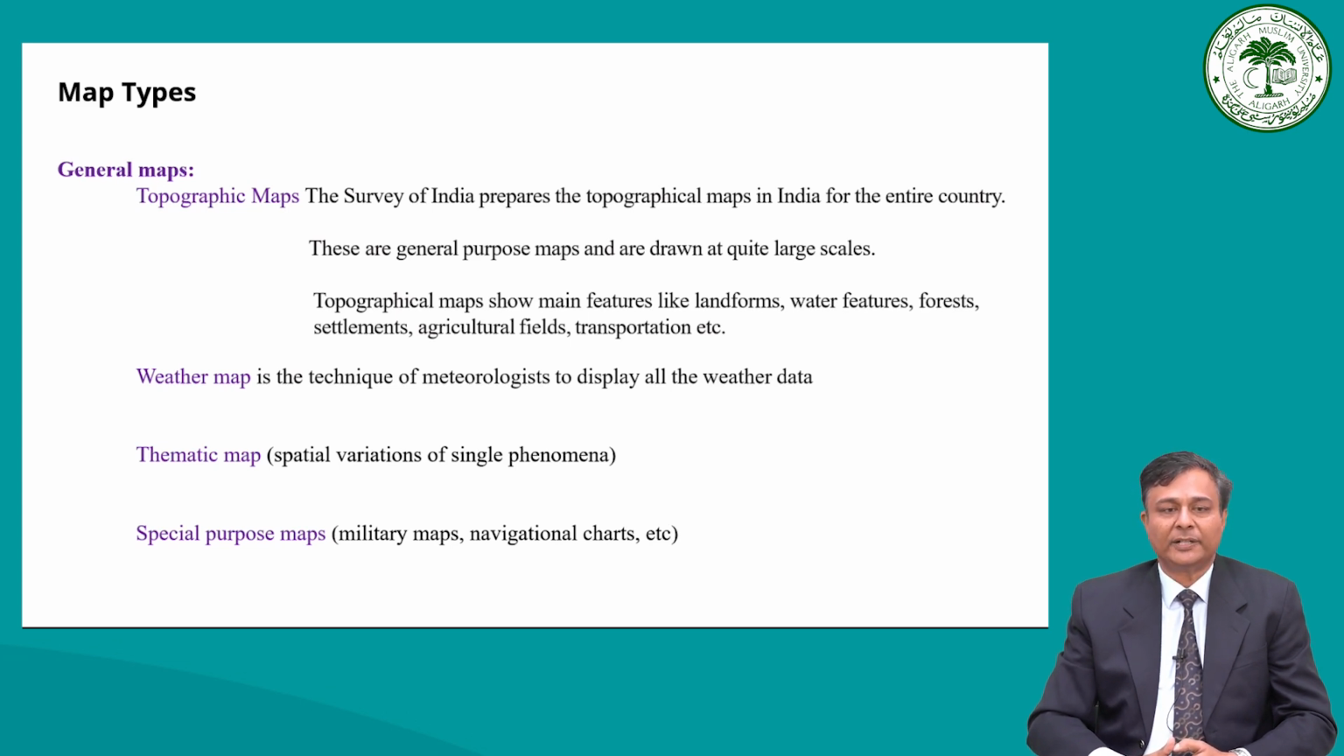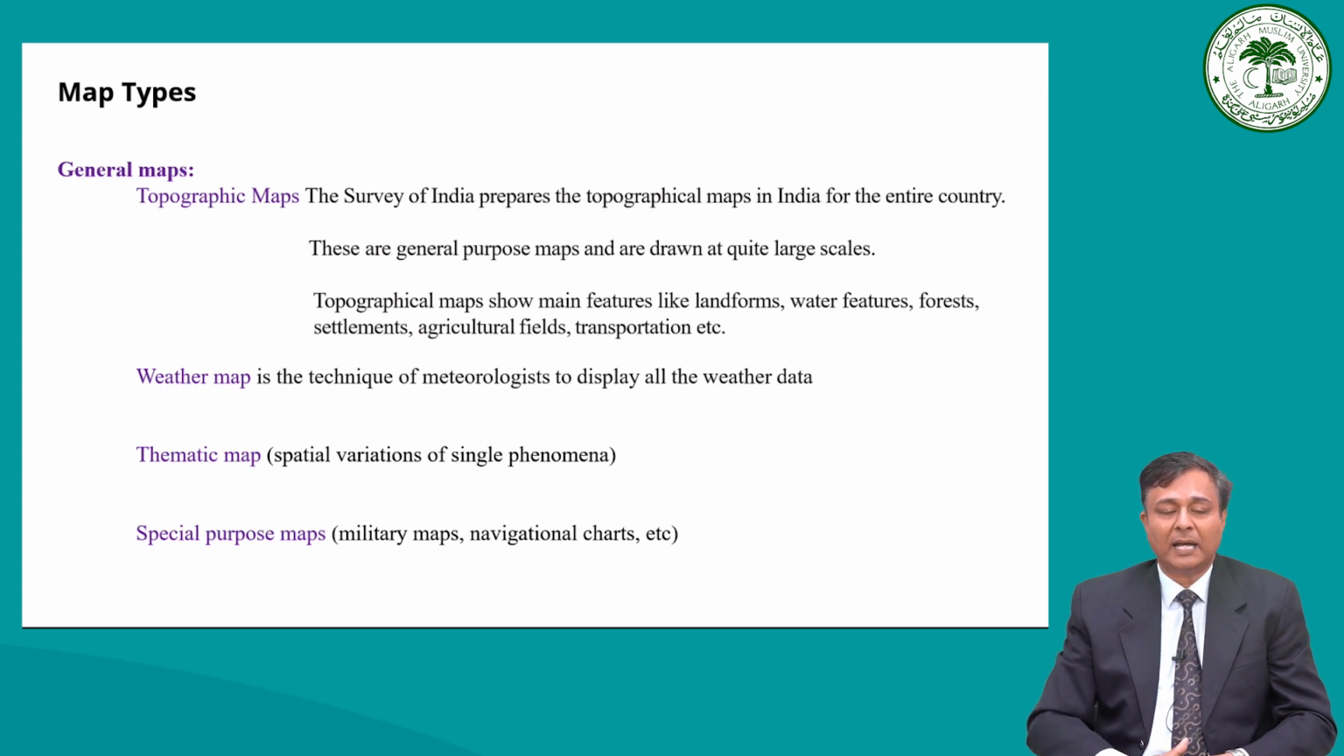There can be spatial data, spatial variation and phenomena-related data, whose spatial representation we call a thematic map. So any phenomenon, if it is represented with the help of a legend, we would be producing and utilizing a thematic map. Then there can be special purpose maps.